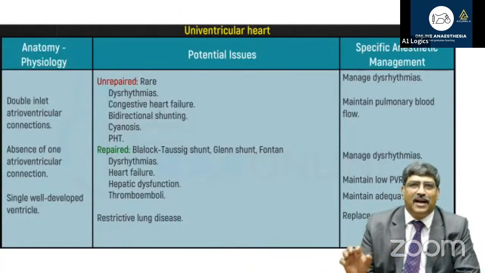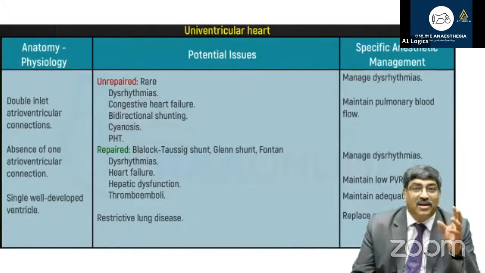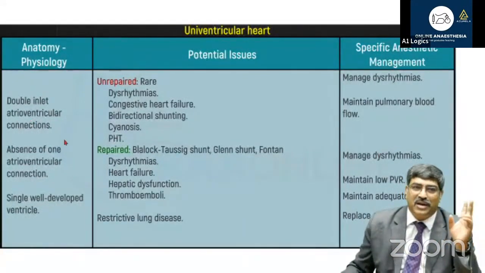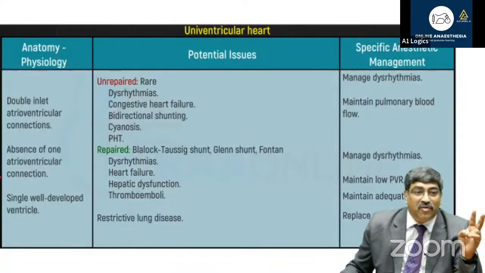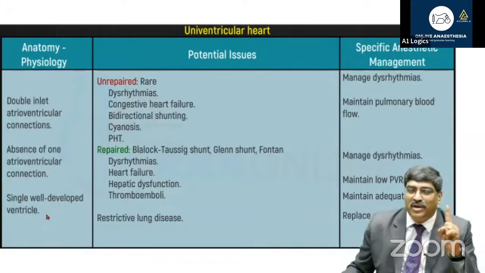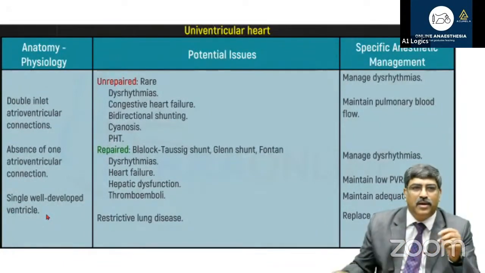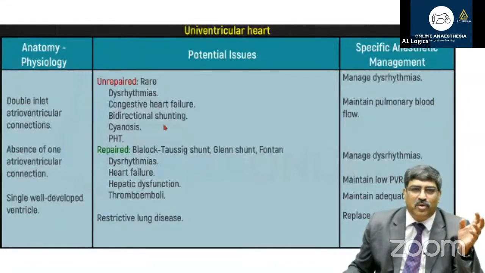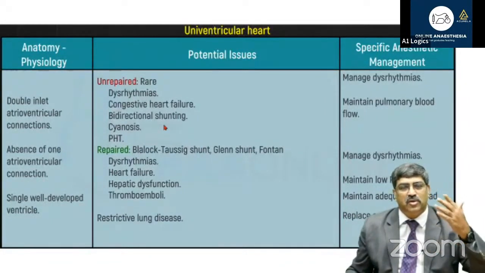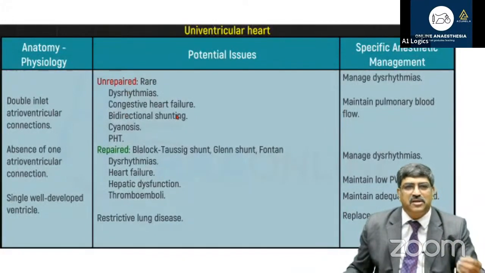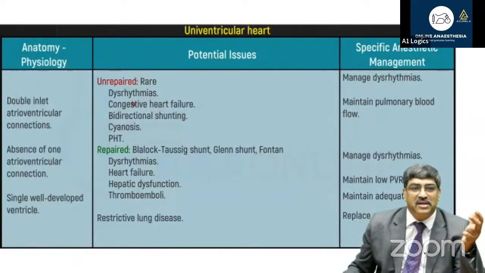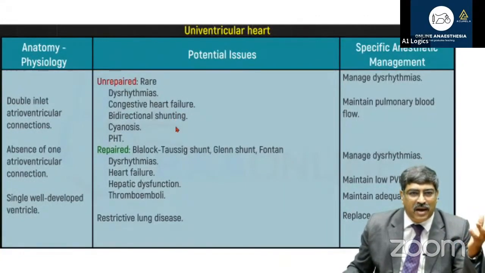Now coming to the anatomy and physiology, you have a double inlet atrioventricular connection, or absence of one atrioventricular connection, and there is only one single developed ventricle. There is only one ventricle. Your inlet might be 2, outlet might be 2, but the ventricle will always be 1. In unrepaired cases, survival usually won't be possible, but there are a lot of case reports where patients go into adulthood. In those cases, you might have dysarrhythmias, congestive cardiac failure, bidirectional shunting, cyanosis and pulmonary hypertension.